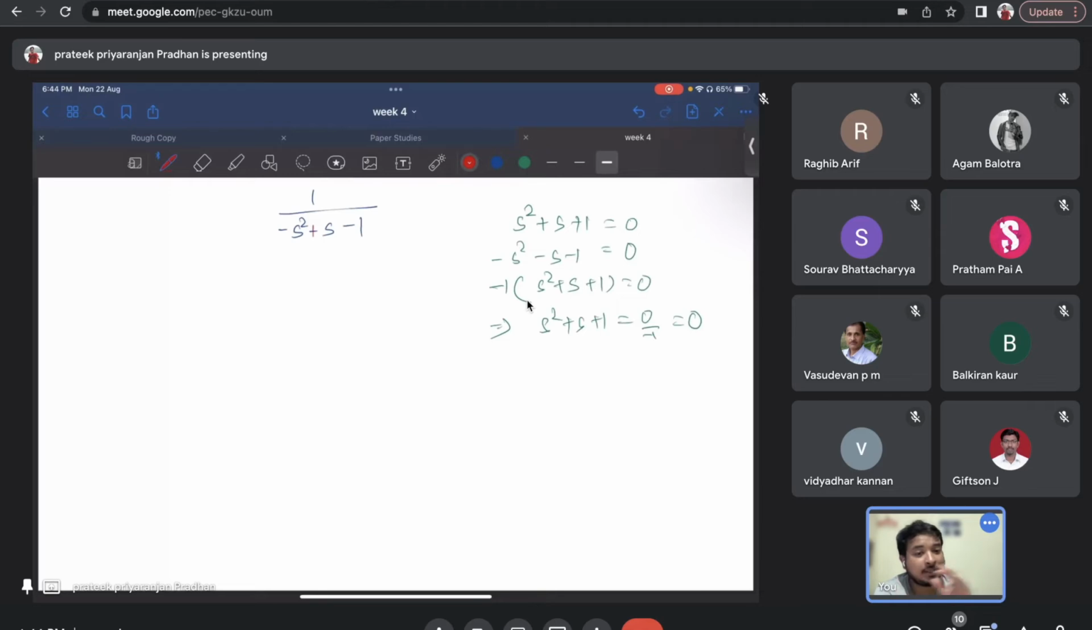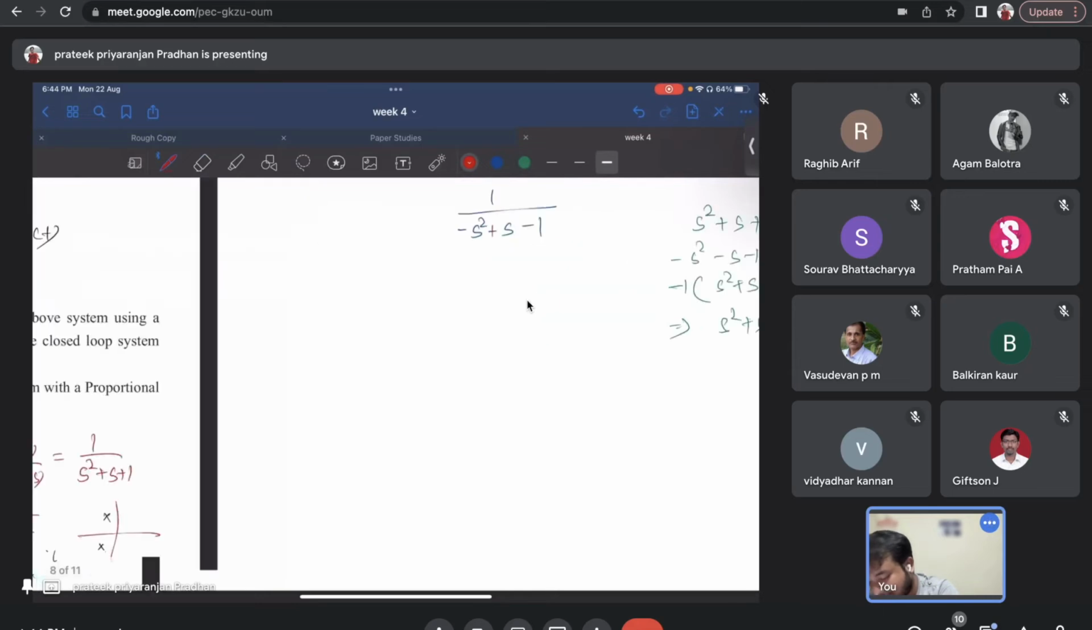When all the coefficients have the same sign, positive or negative, then only this trick is applicable. Because sometimes GATE kind of gives such questions. Just by looking at it you can answer. It will take maximum 30 seconds. You'll save time. Okay, coming back to the question.